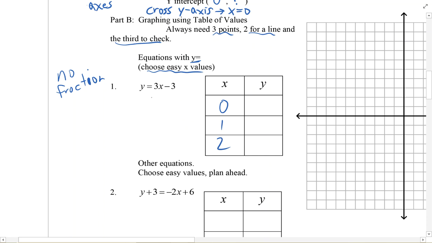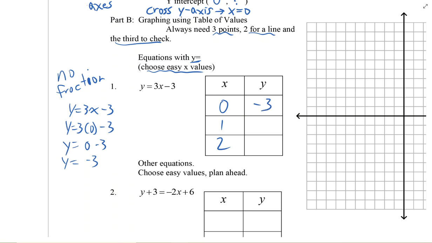So what we do then is we substitute into our equation. So y equals 3x minus 3. X equals 0, so it becomes 3 times 0 because it's 3 times x, equals 0 minus 3. Y equals -3. So when x is 0, y equals -3. Then you can do it for x equals 1. So y equals 3x minus 3 becomes y equals 3 times 1 minus 3. 3 minus 3, we're going to do a multiplication, and y value equals 0.